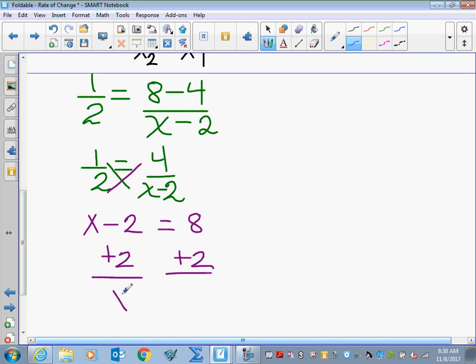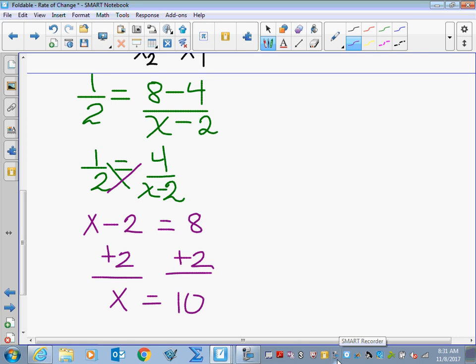All right, so that is how you find the missing coordinate. You set it up in your slope formula. You put the numbers in the proper places, cross multiply, and solve for the missing variable. Okay, any questions on that? All right, so you will have a couple of those for homework.